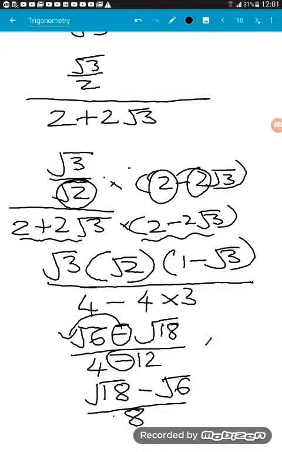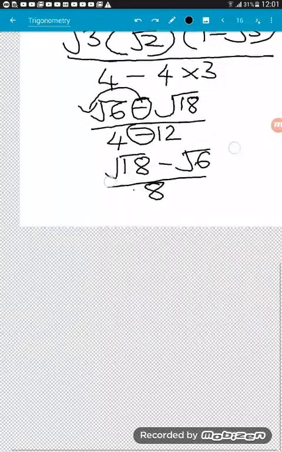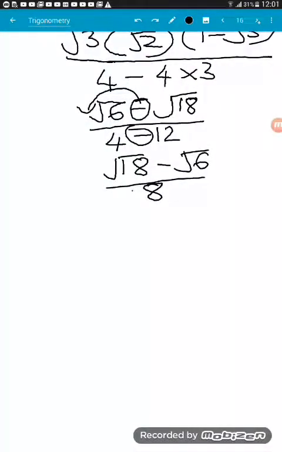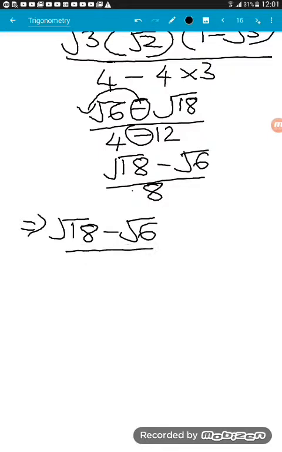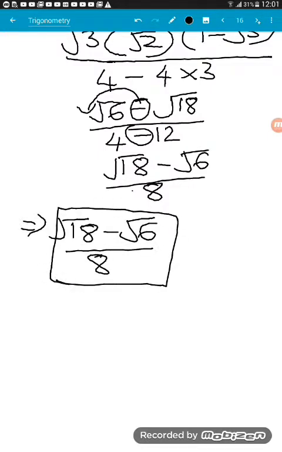Clear? And now this is the answer. No need to simplify further. It is root 18 minus root 6 by 8. Now we will move on to the next question, that is the fourth part. So we will move on to the fourth question.